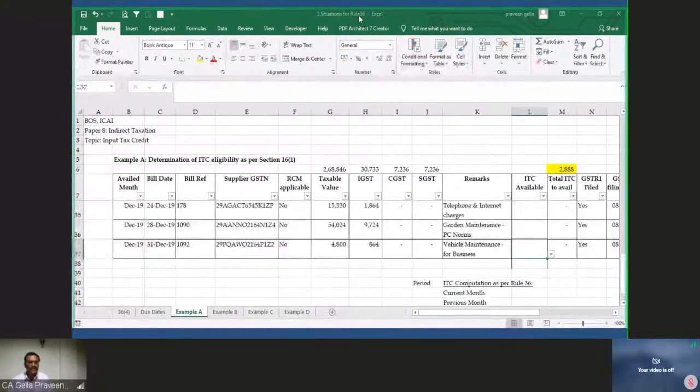Second answer has come. Sudhi has given another answer: 39,485. Too much gap, Sudhi. Okay. Girija says 2,80,000. Sorry, it's 28,055. Sorry, Girija. It's 28,055.